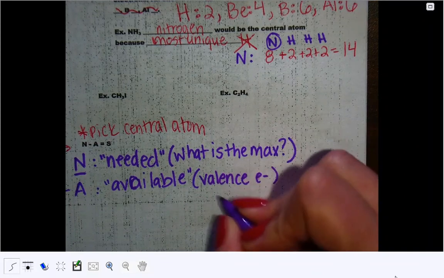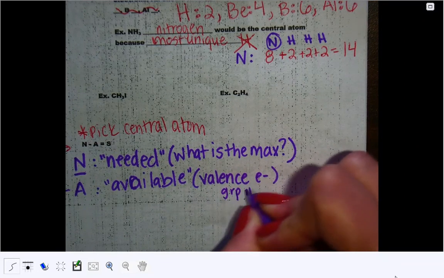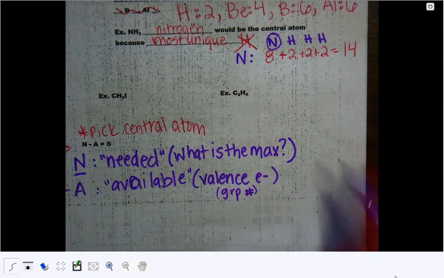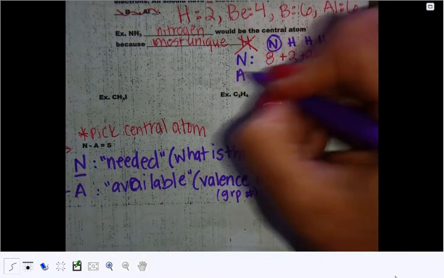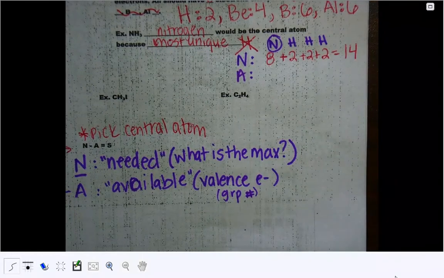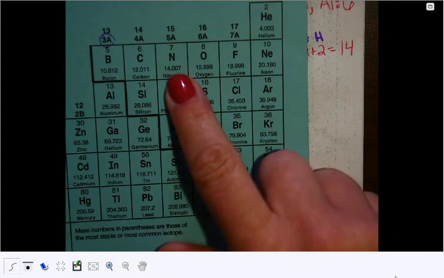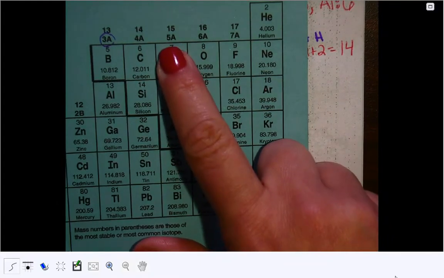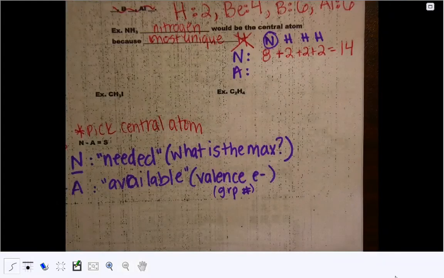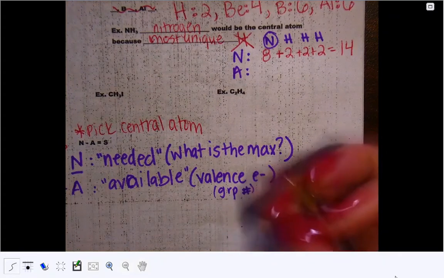On the periodic table, you've got your group number, right? And remember on the blue ones, it's the ones that have the A's next to them. All right, so we're going to do the available step. So we have nitrogen. Nitrogen is right here in group 15, so it has a 5A next to it. So how many valence electrons does nitrogen have? 5.